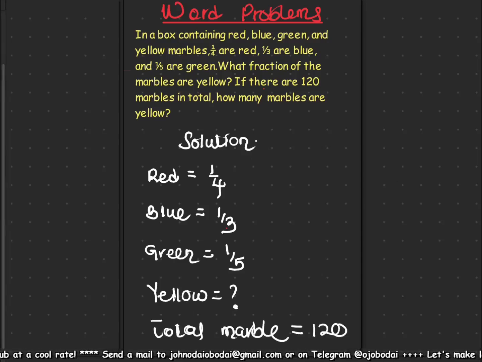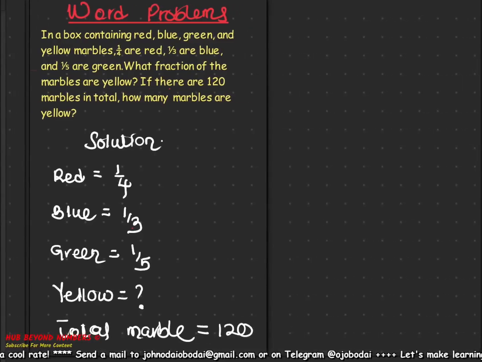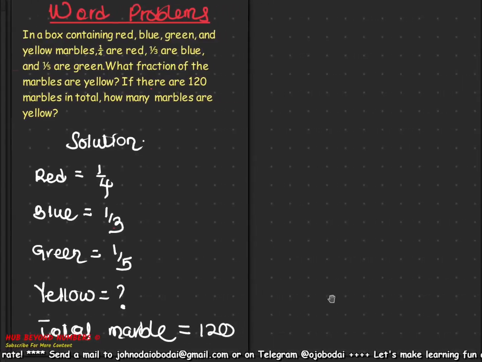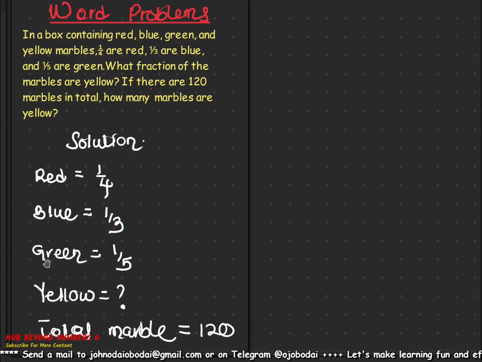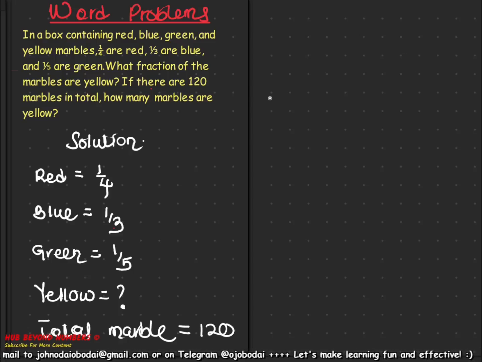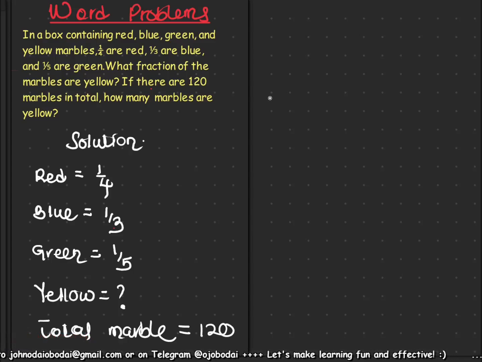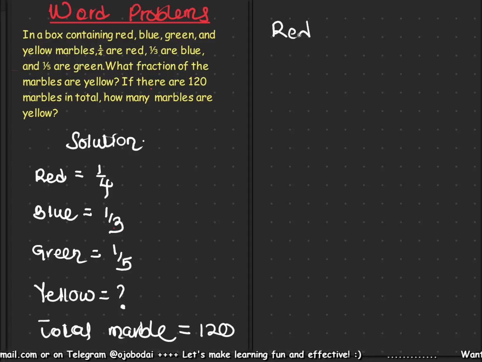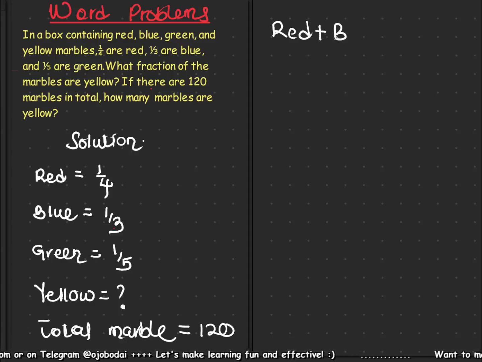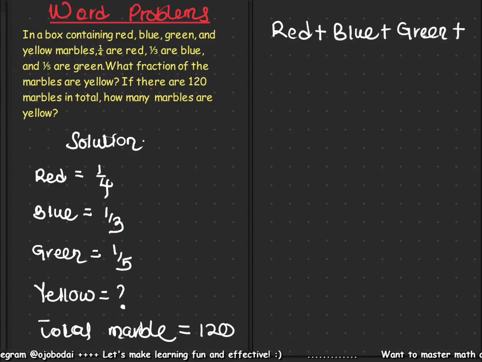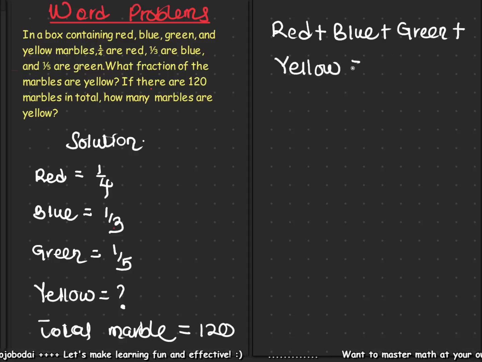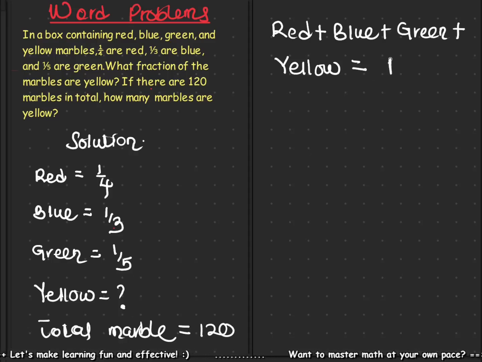Since we are talking about fractions, if we add the fraction of red to the fraction of blue to the fraction of green, and then that to yellow, they should give us the total fraction of marbles we have. What that means is we add the fraction of red to the fraction of blue to the fraction of green, then also to the fraction of yellow. We are expected to get the total. And since we are talking of fractions, the total will be 1. You see? So now let's do a substitution and then solve that out.